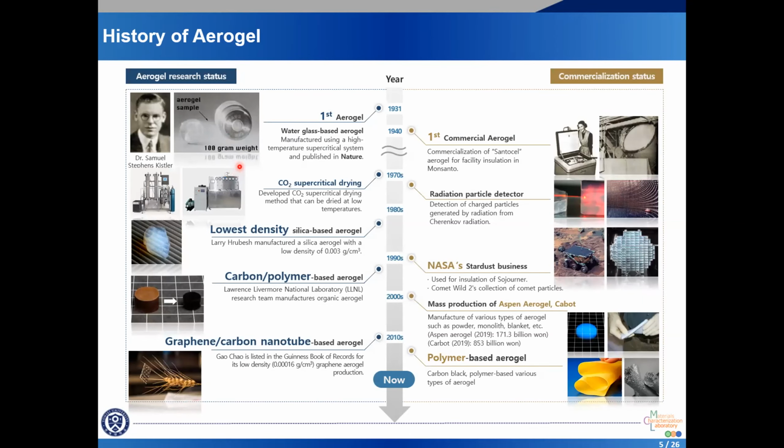This slide is about the history of aerogel. The aerogels were first introduced in 1931 by Dr. Kistler, and were first commercialized in 1940. But due to the high cost of the drying method, it was difficult to commercialize. Since 2000, the economical ambient pressure drying method was developed, and the mass production of aerogel has progressed since then. Aspen Aerogel and Cabot Corporation could manufacture various types of aerogel, such as powder, monolith, blanket, and so on. Since 2010, multi-compositional aerogels have been researched for enhancing the mechanical and other properties.